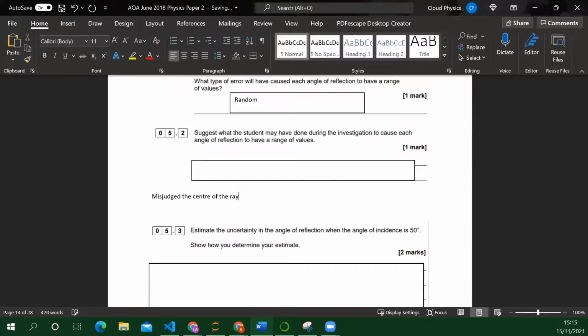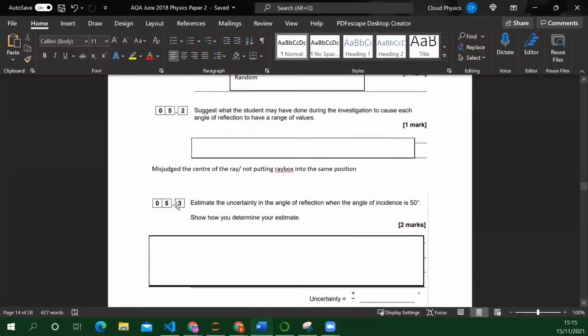Or not putting the ray box in the same position. So anything, it's only one mark, anything sort of sensible. Probably just misjudging where the ray is, really.